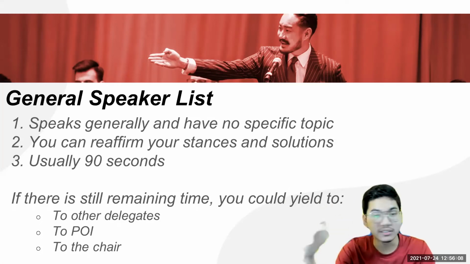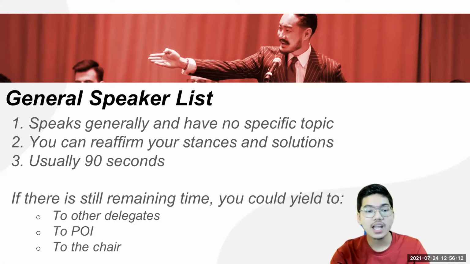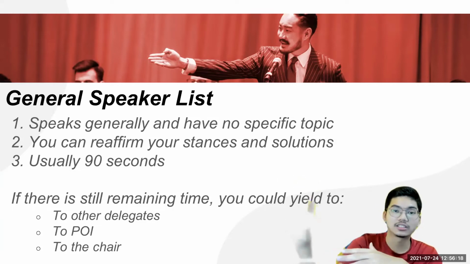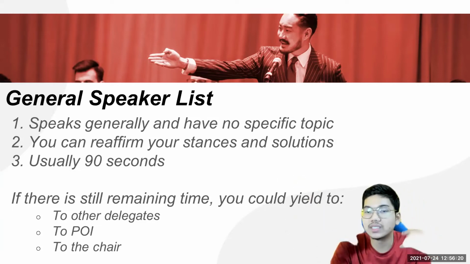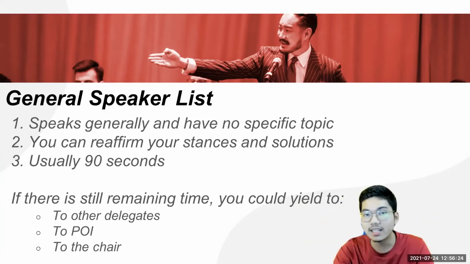But the remaining time can be yielded. It can be yielded to other delegates. You can send the remaining time of yours to other delegates to speak. You can also send it back to the chair, which means that you're not using your remaining time. You want others to take their turn. So you're basically abolishing your remaining time, yielding it back to the chair. The last one is POI.